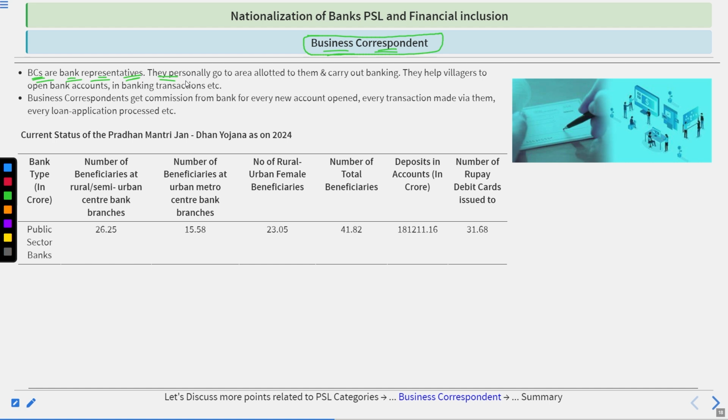and do the needful. Business correspondents get commission from the bank for every new account opened, every transaction made by them, every loan application processed, etc. So that they could be working there.